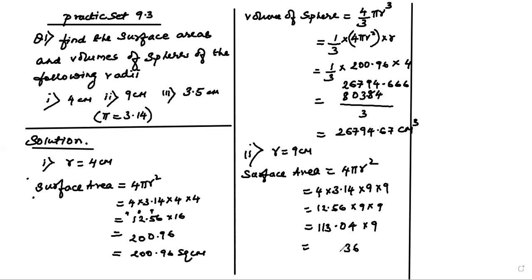9 0s are 0 plus 3, 3. 9 3s are 27. 2 carry over. 9 1s are 9 plus 2, 11. 9 1s are 9 plus 1, 10. Okay, so what did you get? 1017.36 square centimeter. Next, children, I want volume.